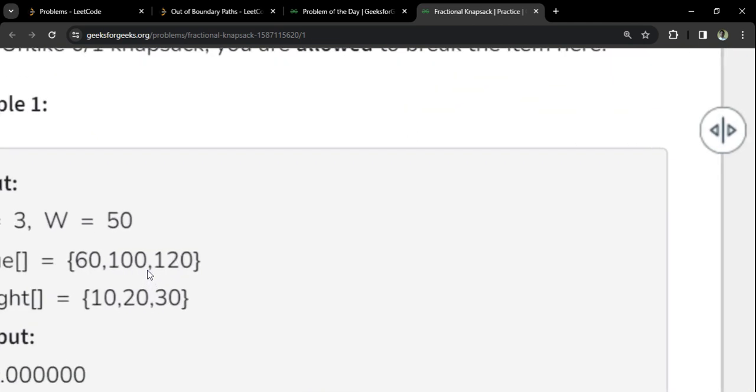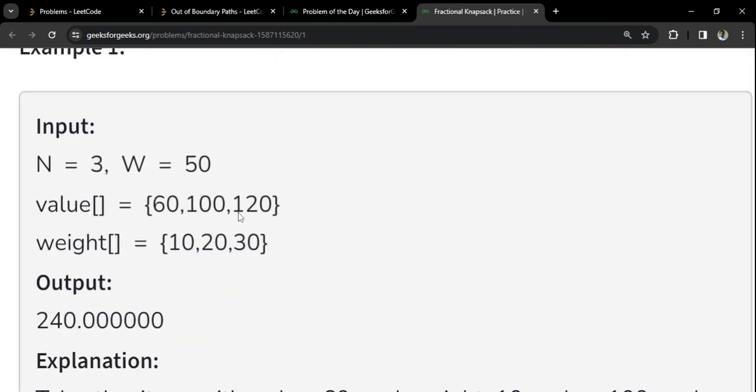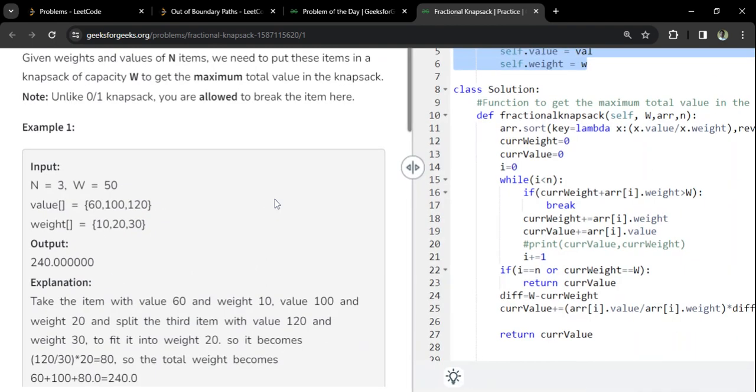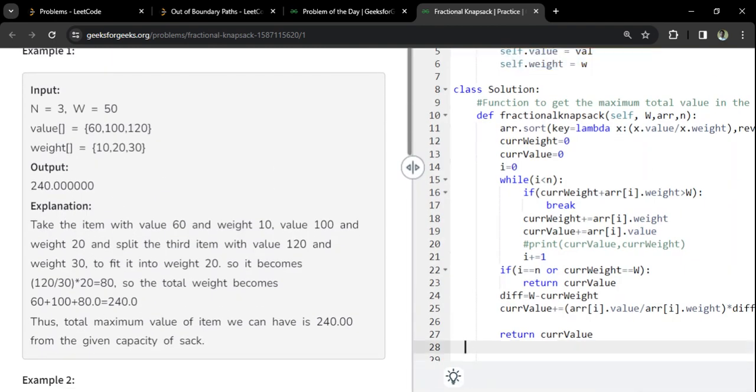Now, can you quickly tell me how you will arrange that? See, there are many ways. If you are seeing this for the first time, you may be thinking, why not these two? Because these two, we don't have to break anything, and we are also getting the weight 50. But what is the value of that then? You will get the value as 220. But okay, let me quickly jump to the answer without wasting much of your time.